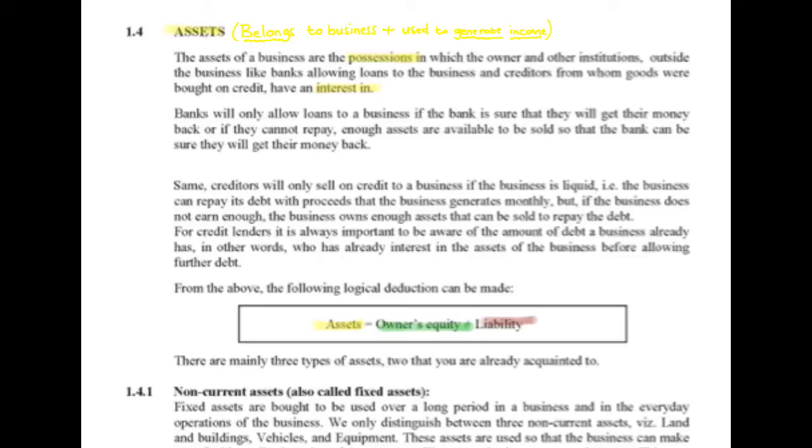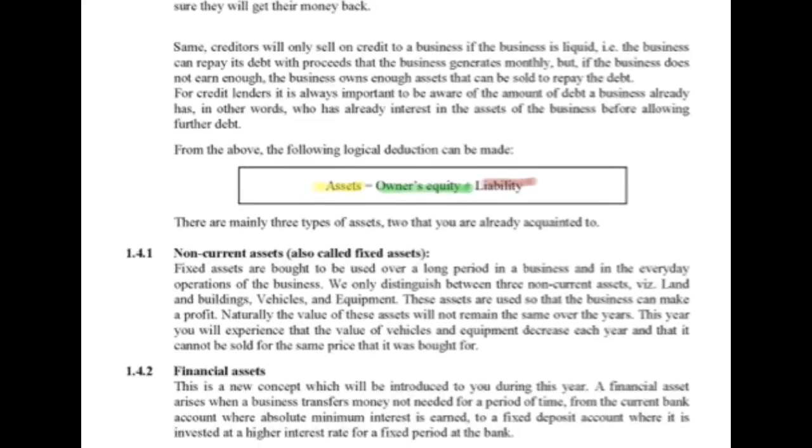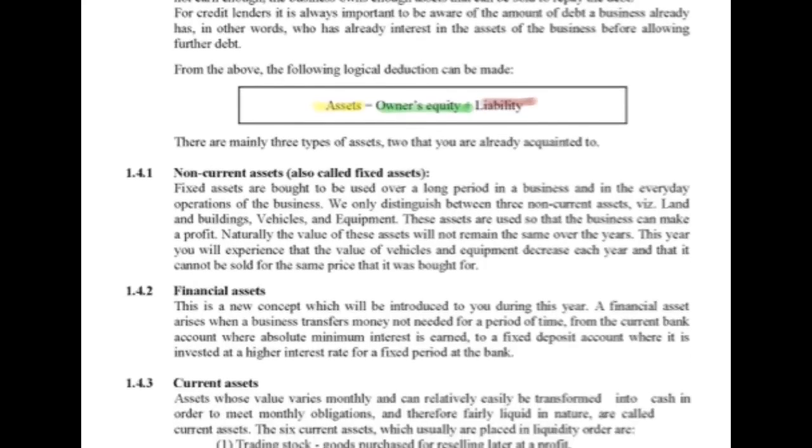So for credit lenders, it's always important to be aware of the amount of debt a business already has. In other words, who already has an interest in the assets of the business before allowing further debts. So from the above, the following logical deduction can be made. Assets equals owner's equity plus liabilities.